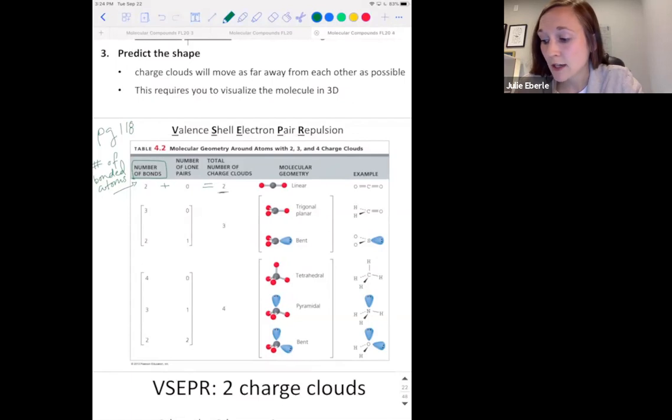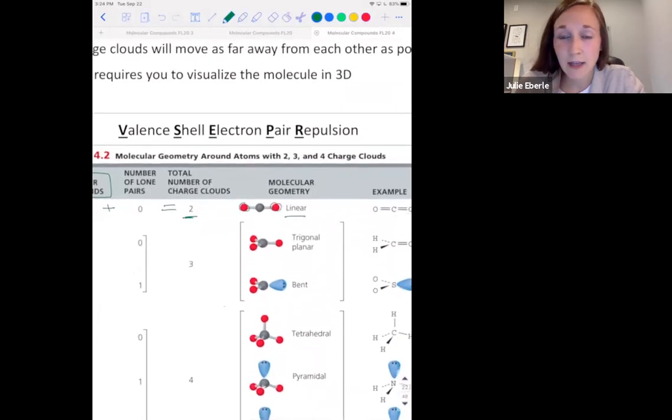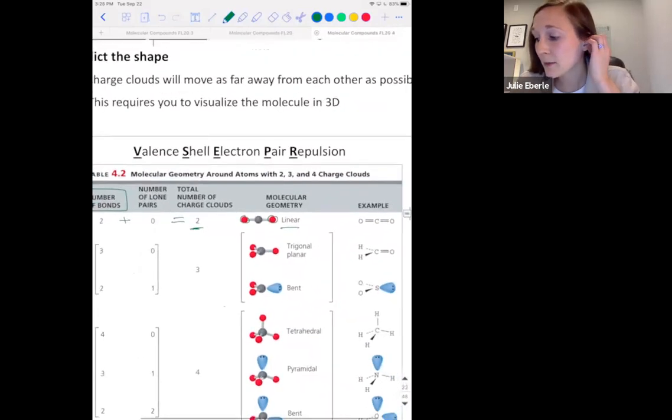If you have 2 charge clouds, we only have one geometry here. It's called linear, all right? And here's what it looks like. That means that these bonded atoms are as far apart as they can get. And as far apart as they can get is 180 degrees. And then it gives you an example molecule over here. Carbon dioxide is a great example.